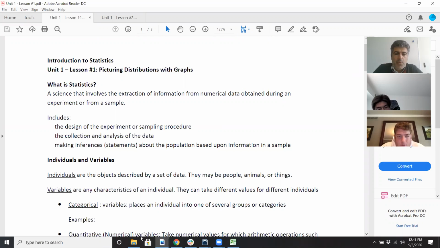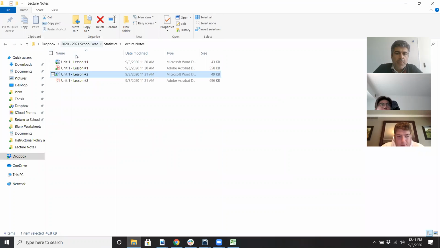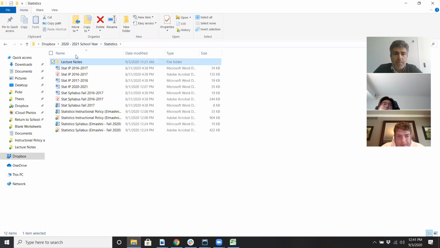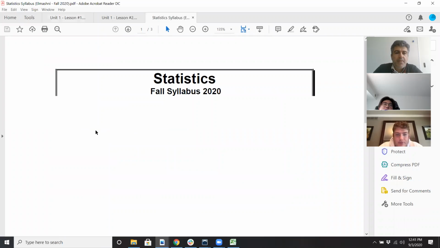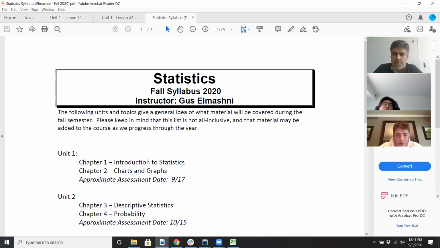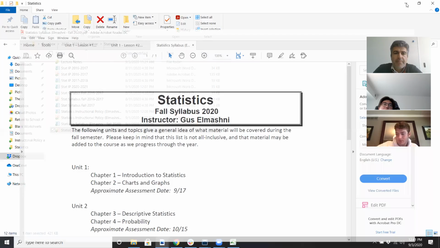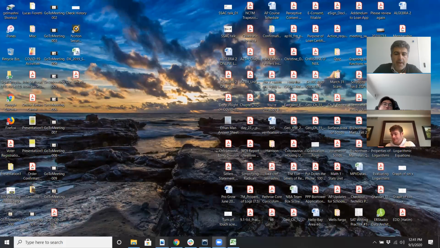And in fact, if we do pull up the syllabus, it's back here. It's also in Schoology, but I have it saved right there. Excuse me. The syllabus is on Introduction to Statistics and Charts and Graphs. So this is perfect. This is exactly what we want to talk about. And if we have some time at the end, we'll look at the textbook also, the electronic textbook. Okay, so going back to the PDF.